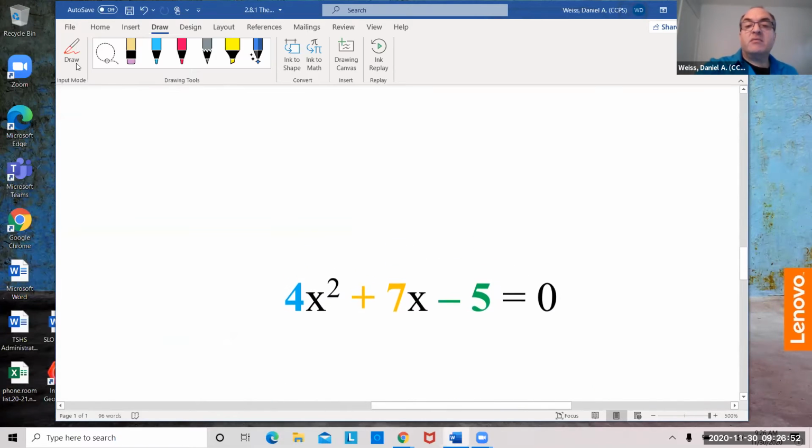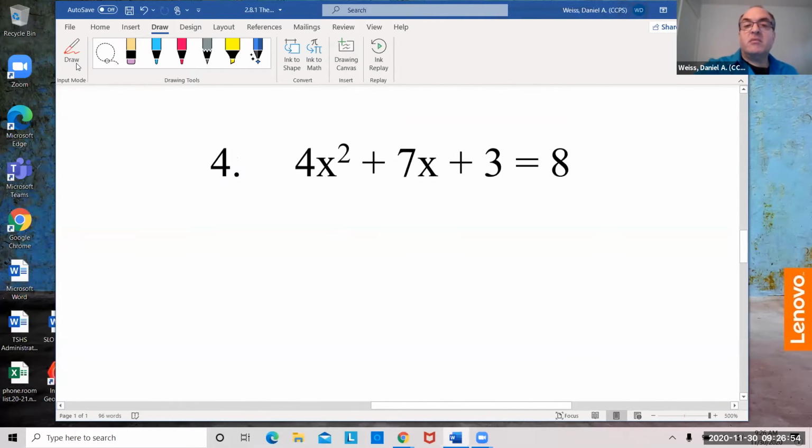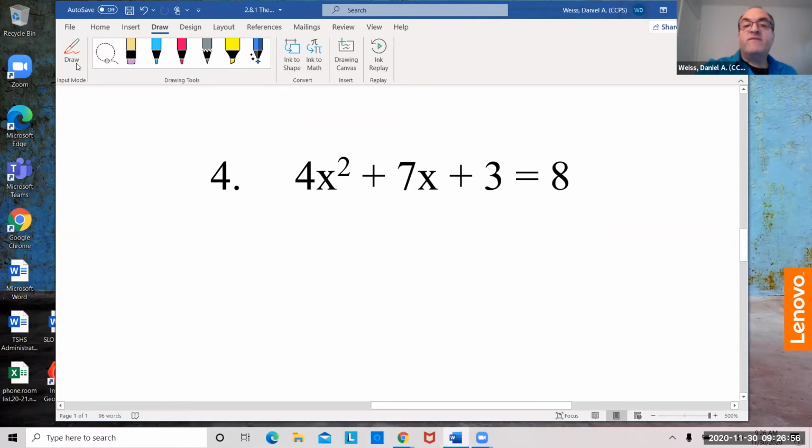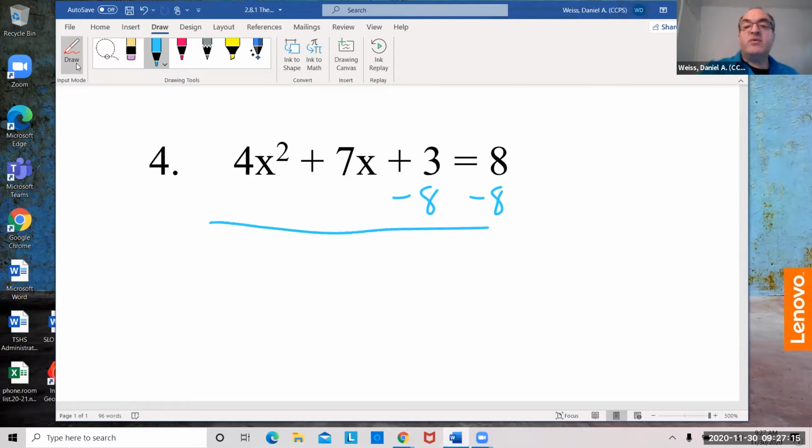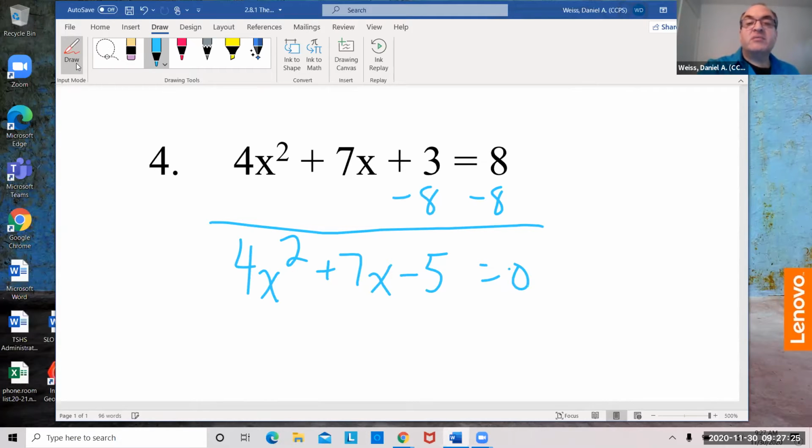Over here, 4x squared plus 7x plus 3 equals 8. Uh-oh, it's not set equal to 0. What am I going to do? I'm going to subtract 8 from both sides. Make sure you tell me if you don't understand what I'm doing. I get 4x squared plus 7x minus 5 equals 0. All right.